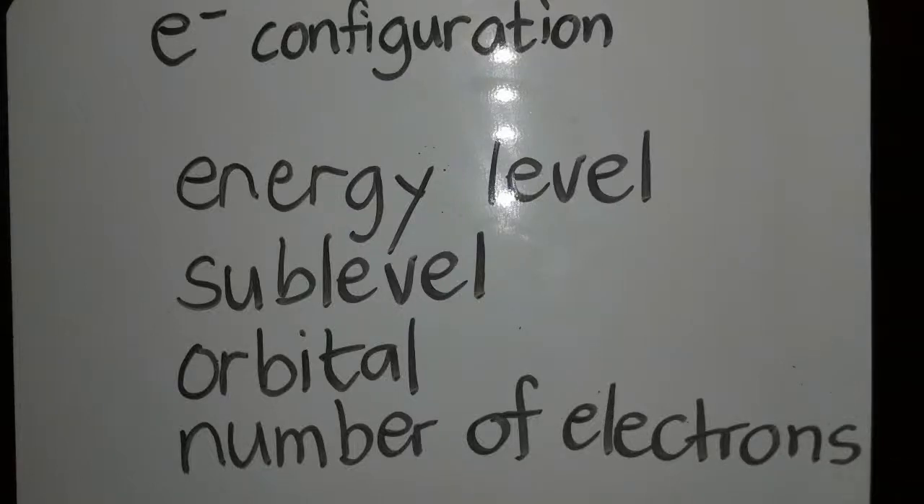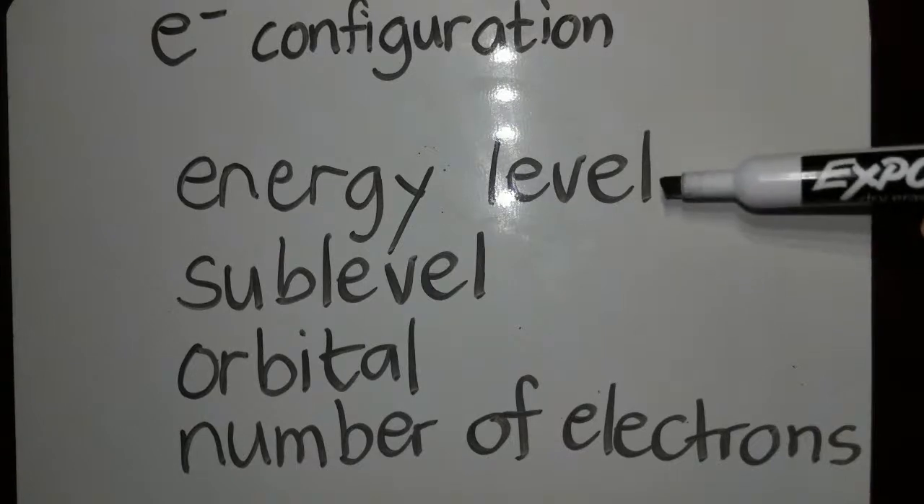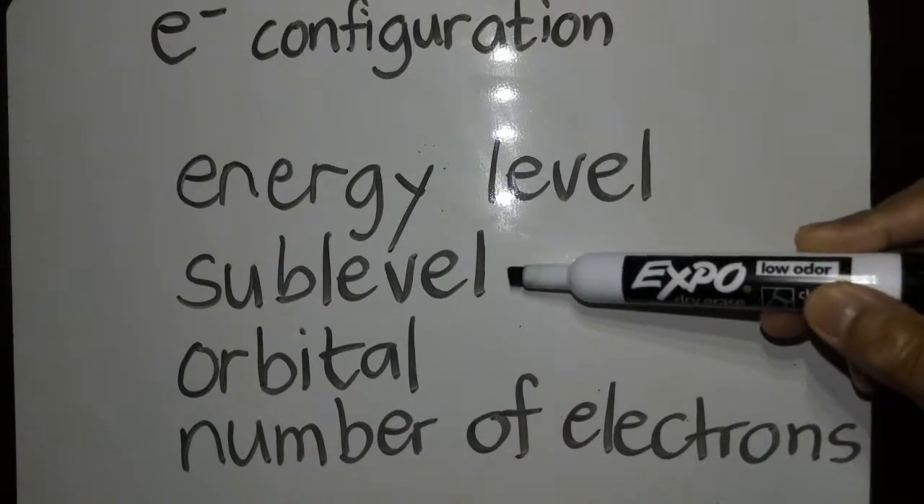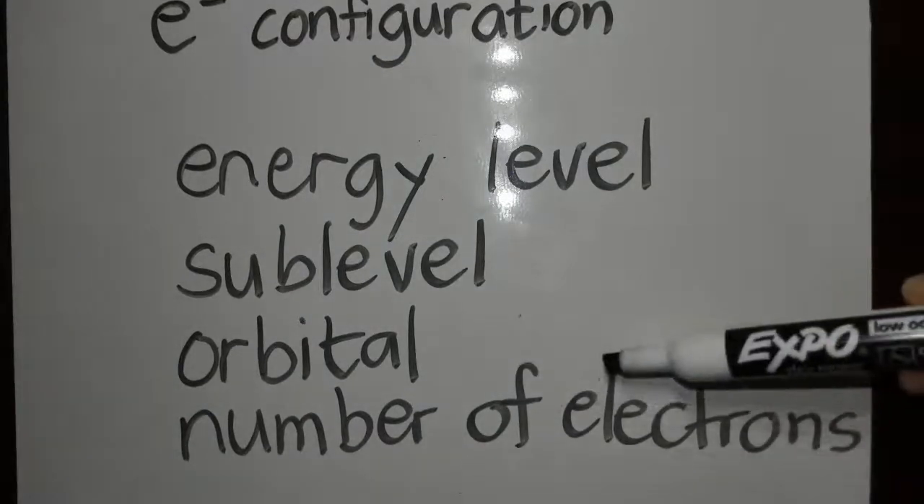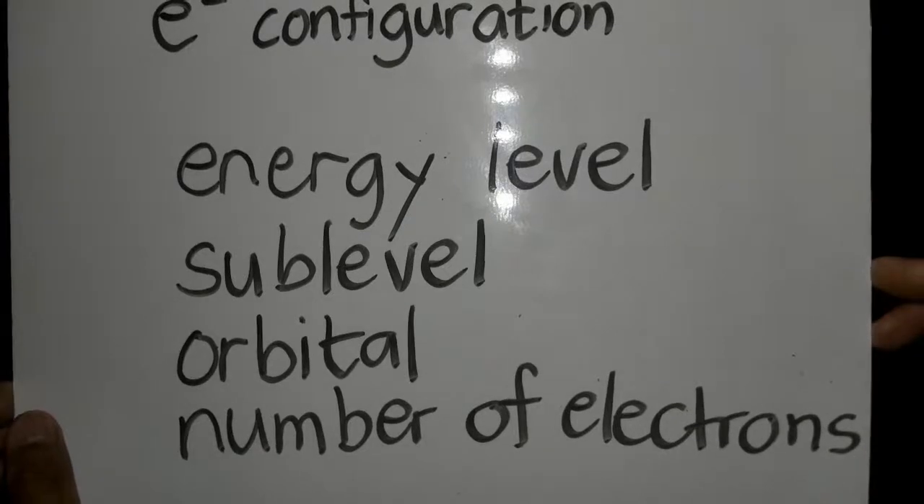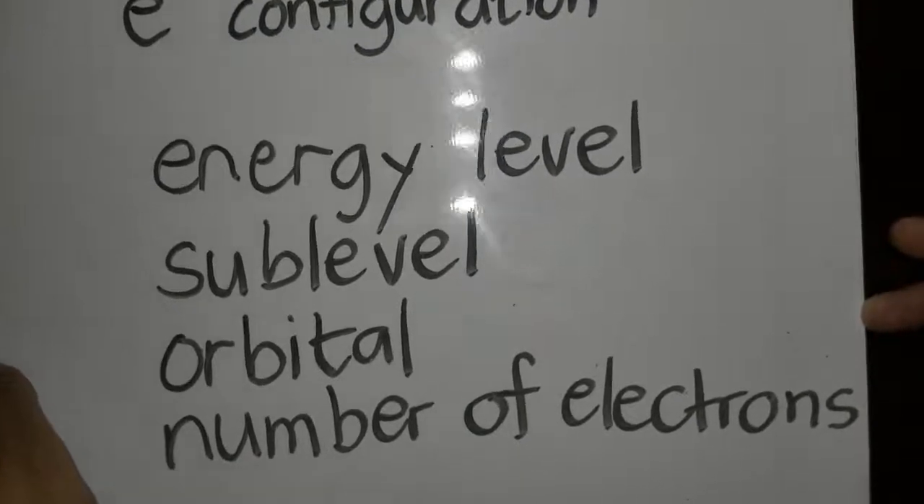So for today, we're going to talk about the details of electron configuration, particularly understanding what energy level means, then sublevel, orbital, and then the number of electrons. So I'm going to make an analogy for you to understand all these four basic terms and concepts in the way the electrons are distributed around the atom.